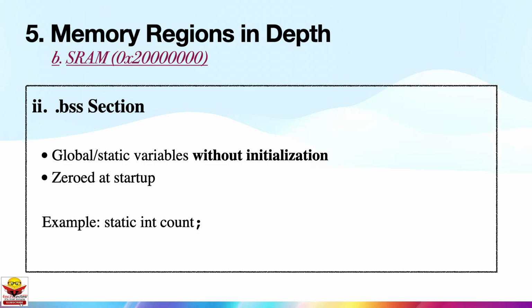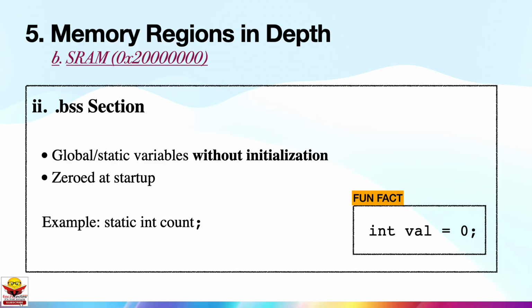Next is the BSS section. This one stores global and static variables which are not initialized. At startup, the system automatically clears this section and sets everything to 0. So why do we use BSS? Because it saves flash memory, as 0 doesn't need to be stored explicitly in the binary.